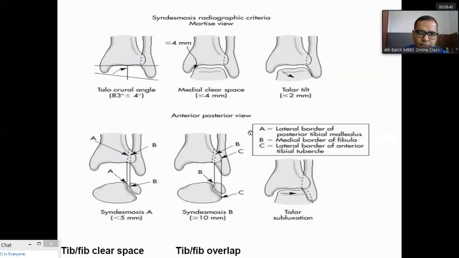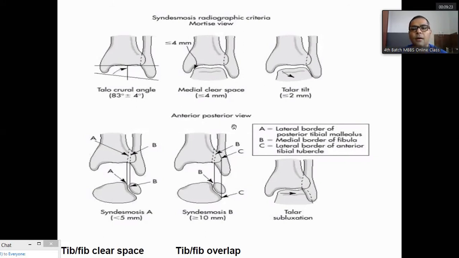As I was mentioning, the tibiofibular clear space, we can see here the orientation of the tibia and fibula. The fibula lies a little bit posteriorly compared to the tibia. This is the anterior surface and the posterior surface of the tibia. So there is some space there. This is the clear space, and this is the overlap right here. B and C is the overlap, and A and B is the clear space.